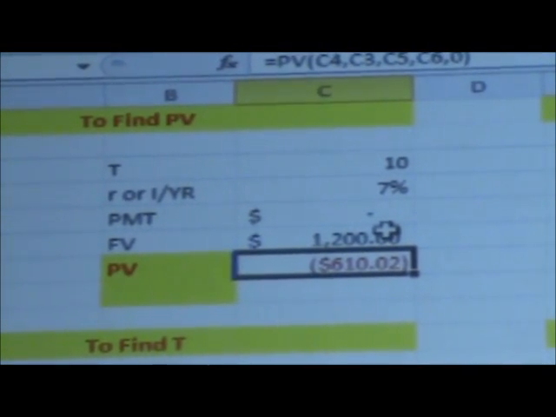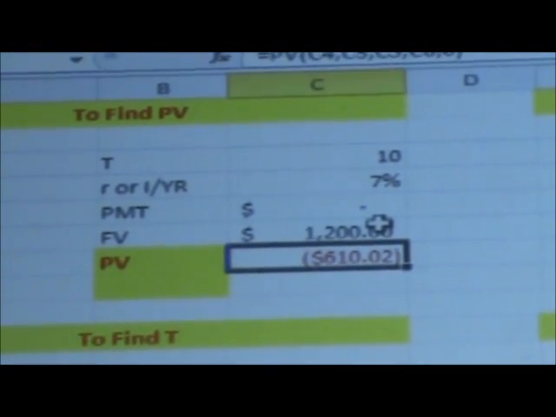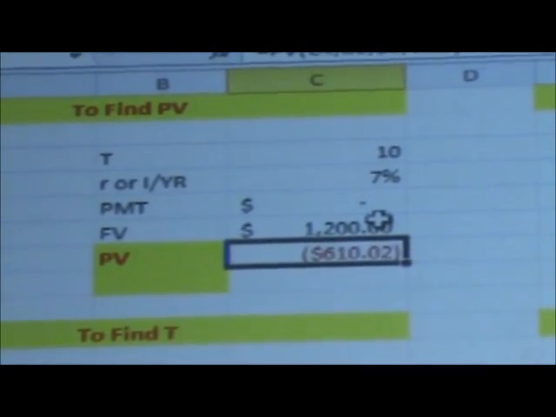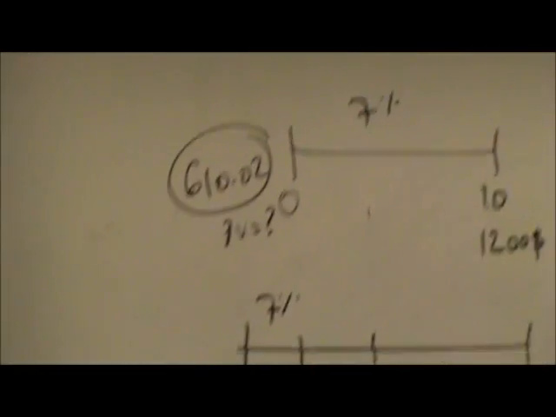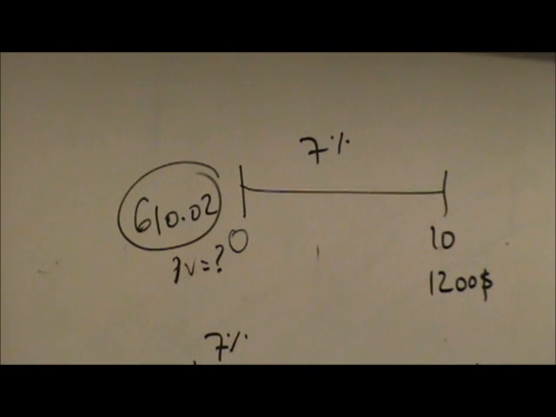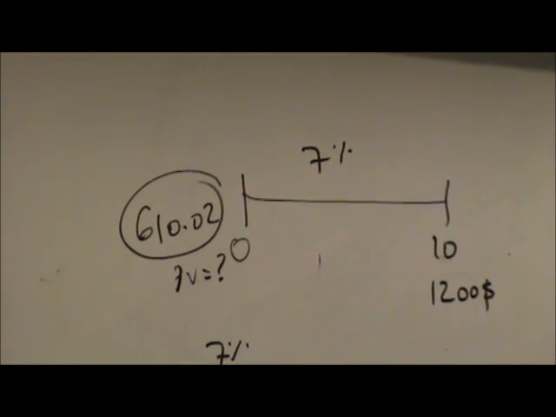So you get 610 point. Okay. So this is how you would do a single cash flow. Forget about the sign, because Excel, if you give a positive number, it will give a negative number as an answer. If you give a negative number, it will give a positive and vice versa. So forget about the sign.